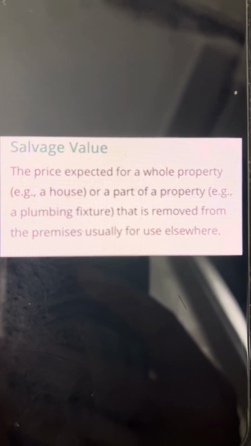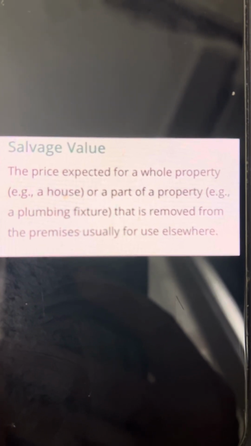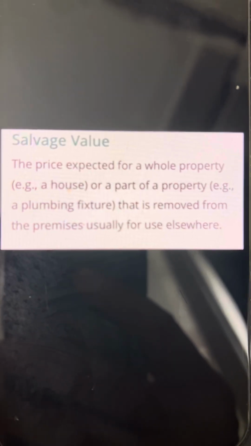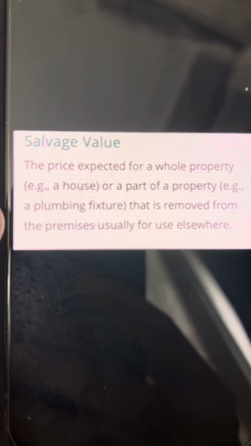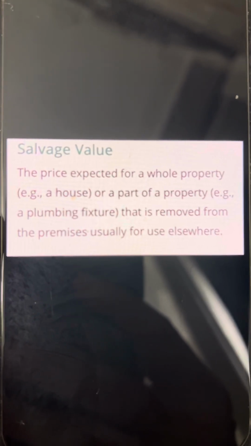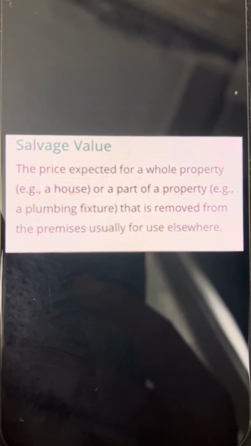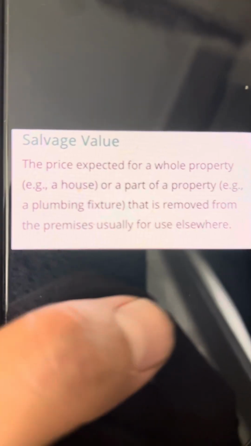Salvage value. The price expected for a whole property, for instance, a house, or a part of a property, for instance, a plumbing fixture, that is removed from the premises, usually for use elsewhere.